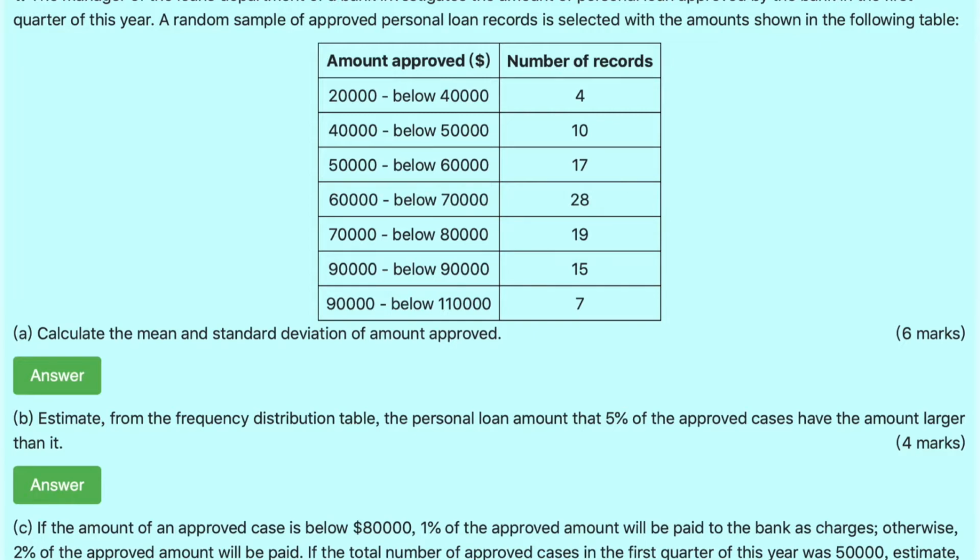So first, let me find some important words in the question. First is that for those below $80,000, 1% will be charged. Otherwise, 2% will be charged. And the total number is 50,000. So let's look at my note.